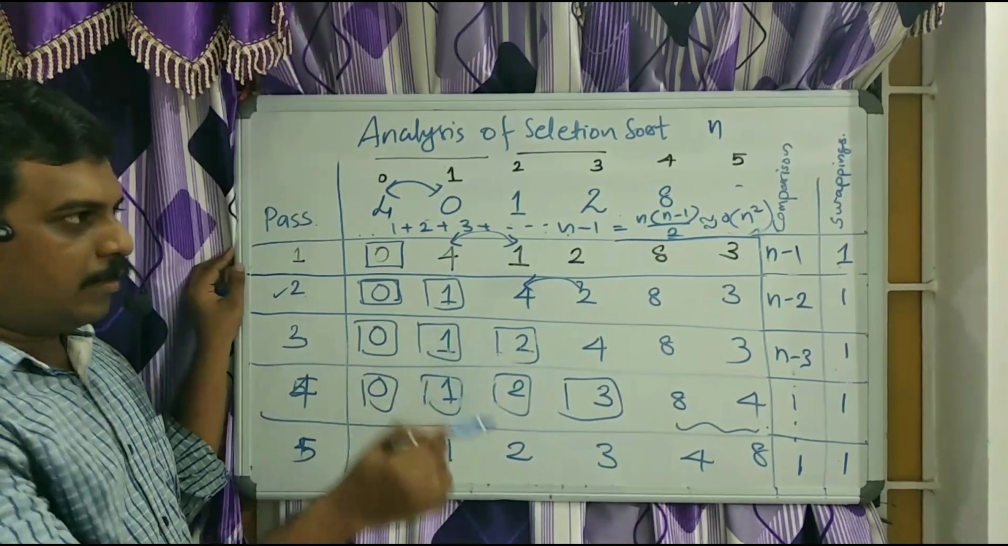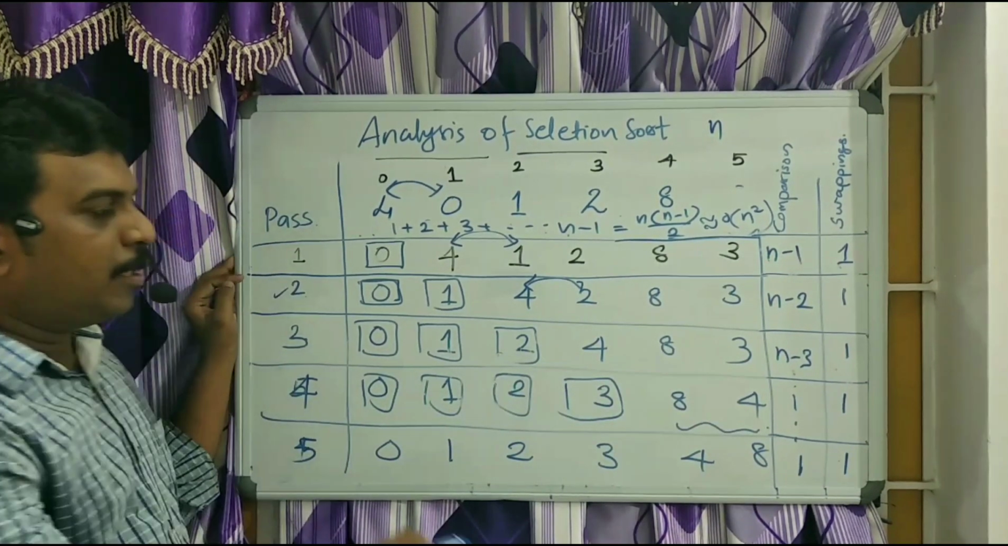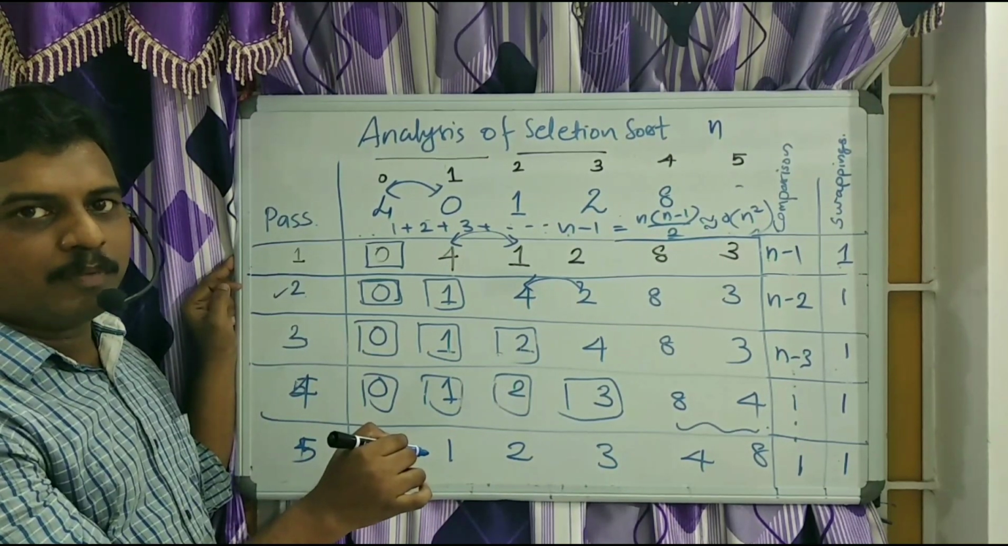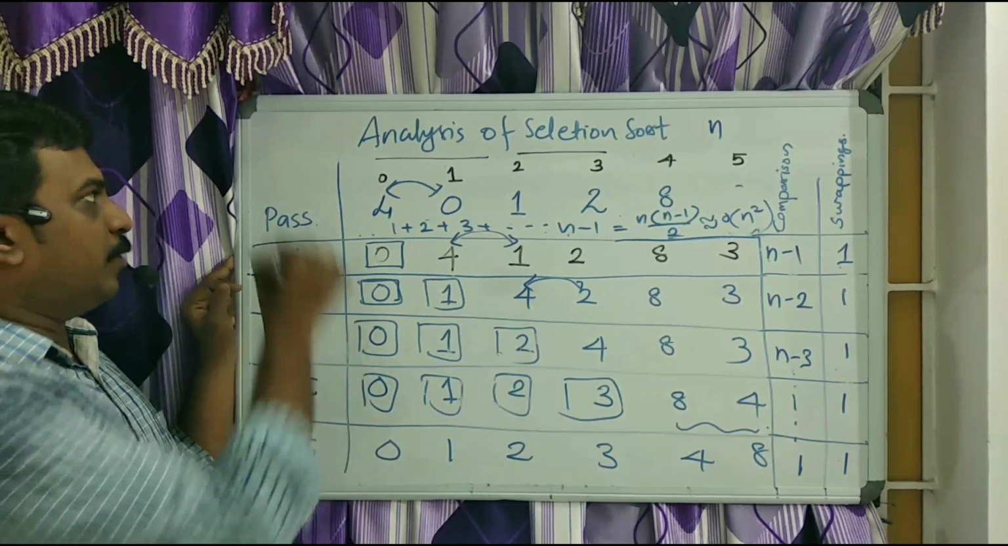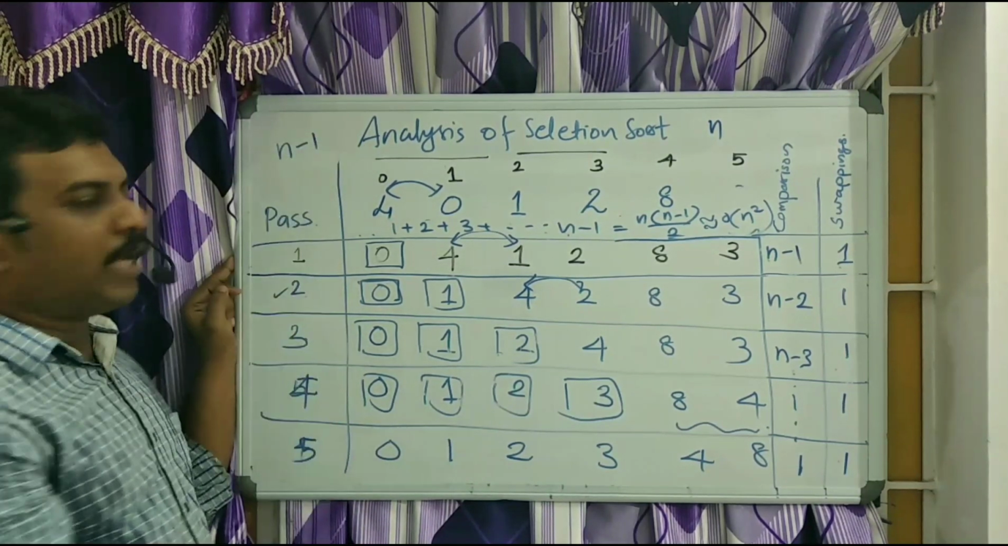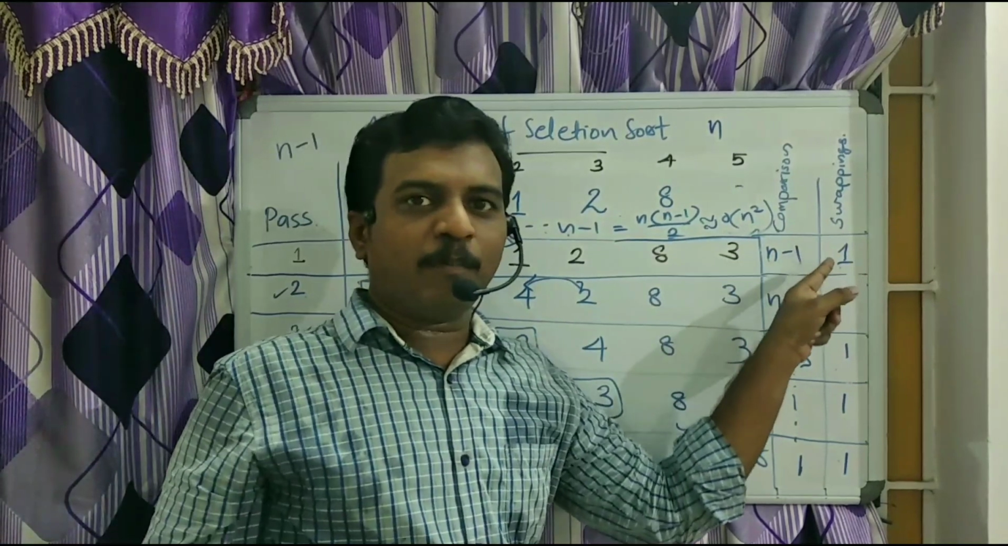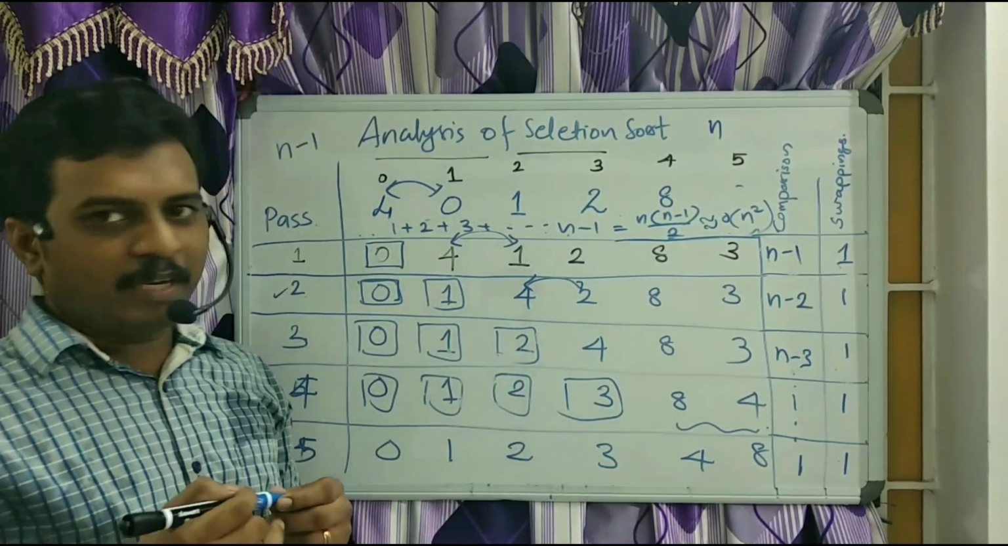Okay. Then what is the total number of swaps? The total number of swaps is at most 1 plus 1 plus 1 and so on, over n minus 1 passes. We will be having n minus 1 passes. So at most you can have n minus 1 swaps, because there may be a swap or may not be a swap in each and every pass.